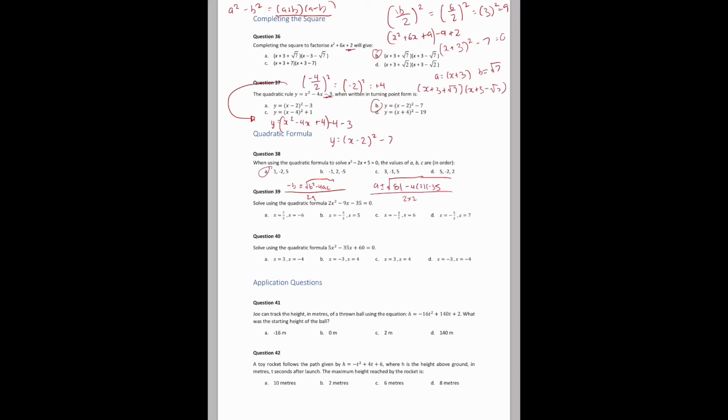So you're going to have to put that all into the calculator. So just go 9 plus square root 81 minus 4 times 2 times -35, and that's going to be 4. And in this case over here, I found that one of my solutions is when x is equal to 7.